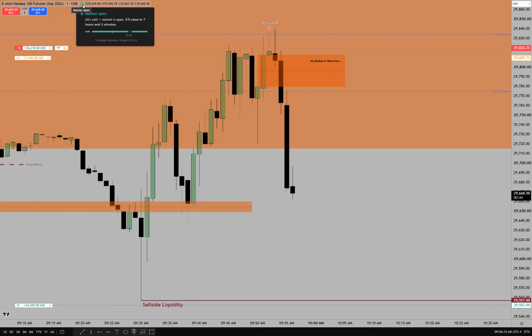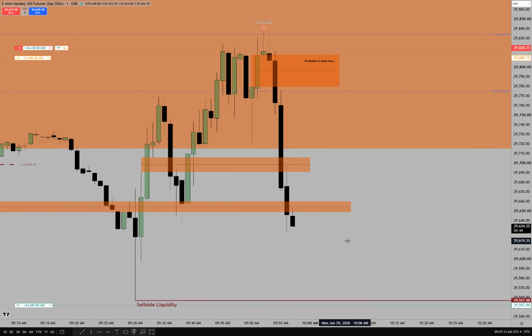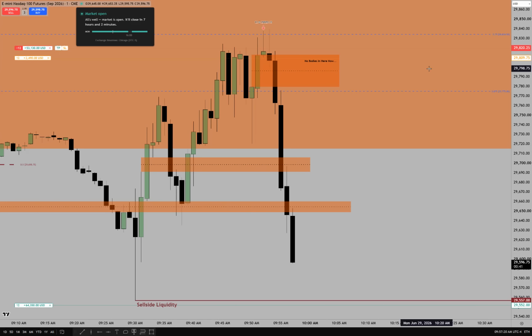And the low of that inversion fair value gap that I didn't want the bodies to show up in, it never got traded to. So that's indicative of a very weak market. All right, and here's another inversion fair value gap. You see it just operated off of that.